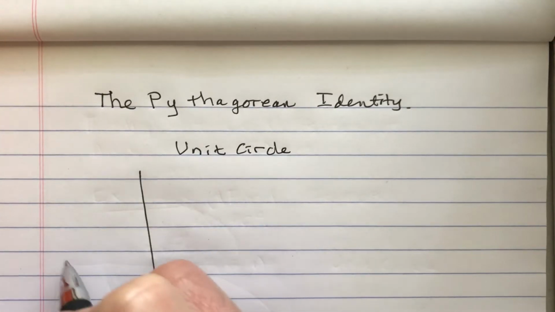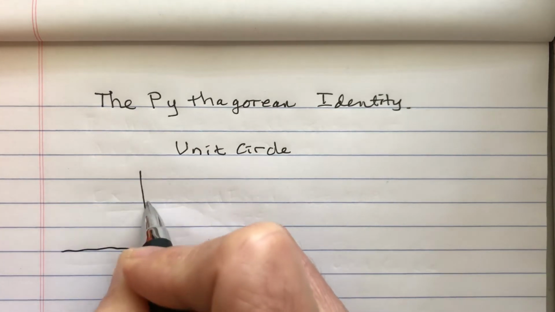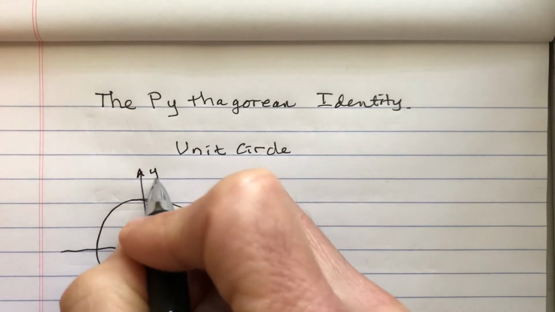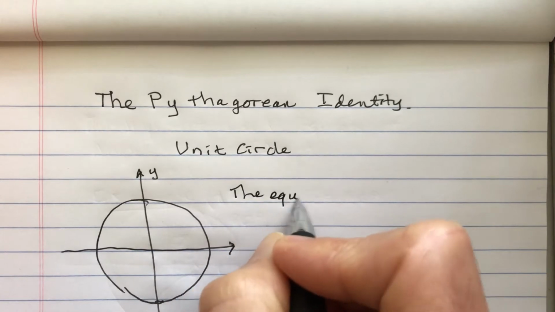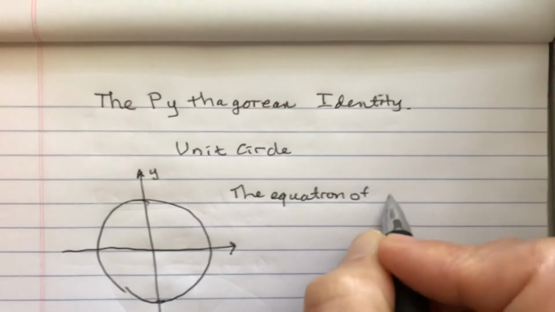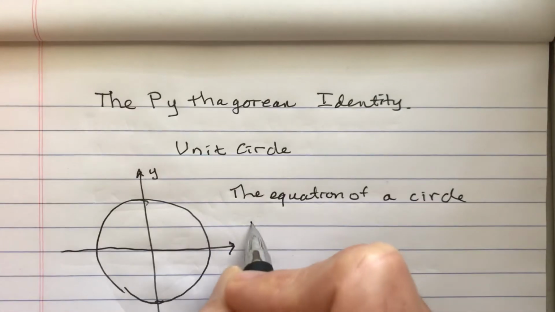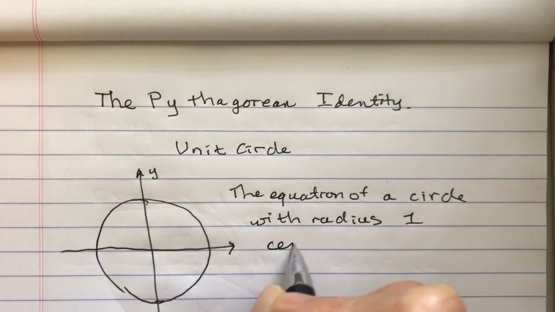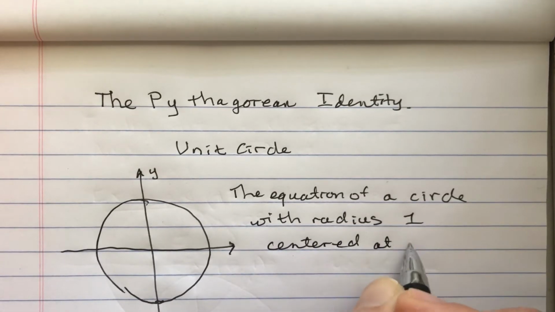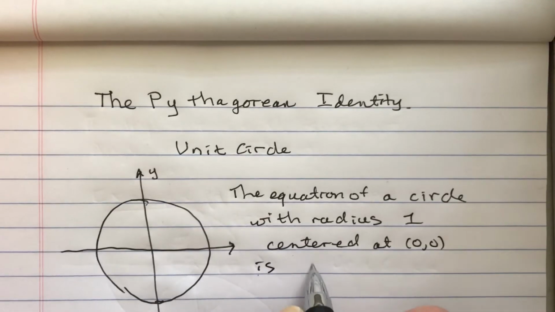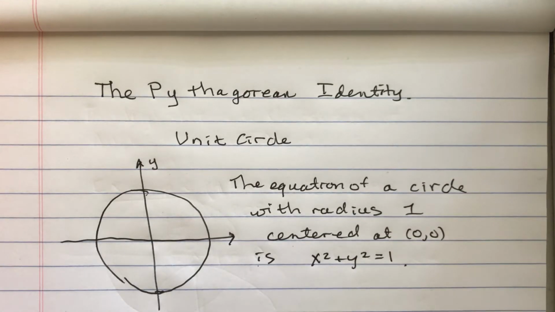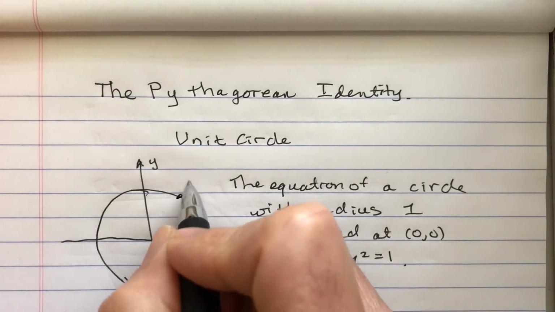And what I'm going to talk about sort of assumes we know something about circles. The equation of a circle with radius 1 centered at 0, 0 is x squared plus y squared equals 1. So that's the equation of the circle. Just put x, y here.